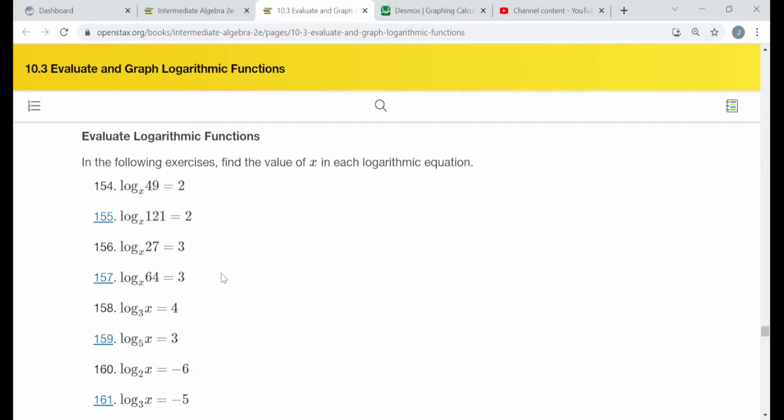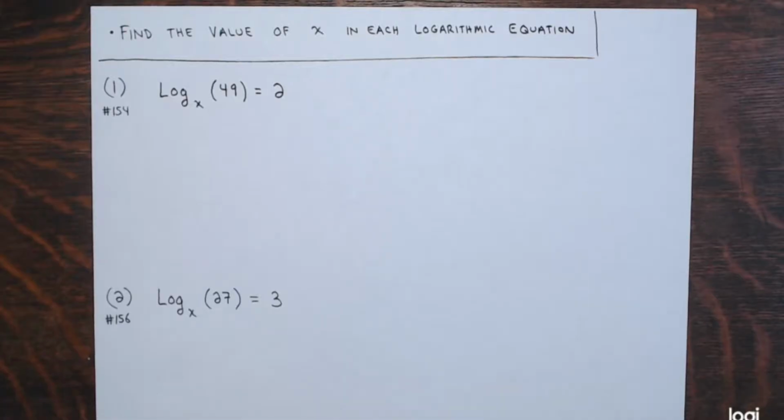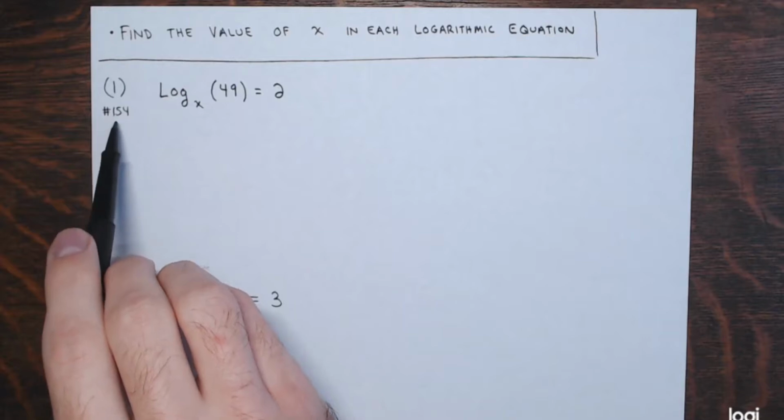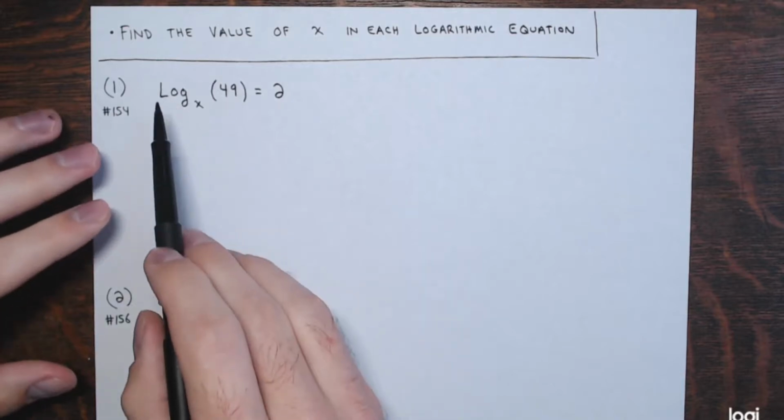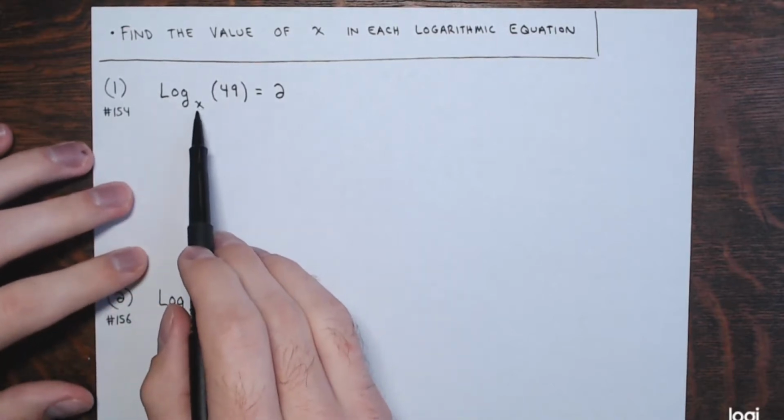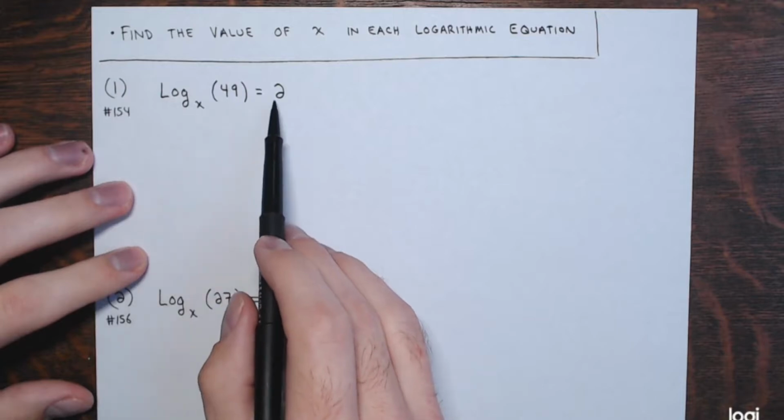So in this first set of exercises, we're given a logarithmic statement, an equation in logarithmic form, and we're asked to find the value of x in each equation. So number 154 I have written out. It's example 1, number 154 from the text. And we're given this equation: the logarithm with base x of 49 equals 2.